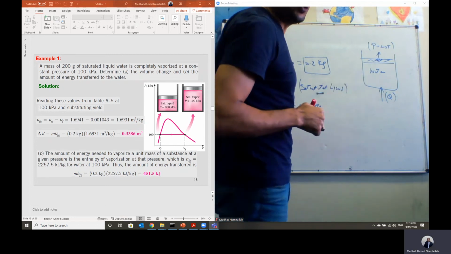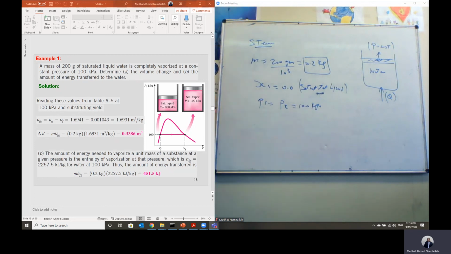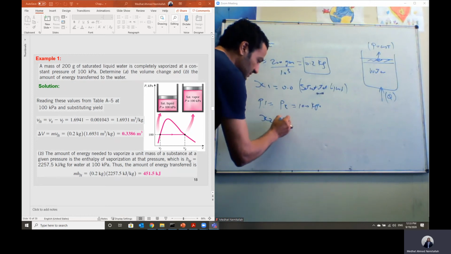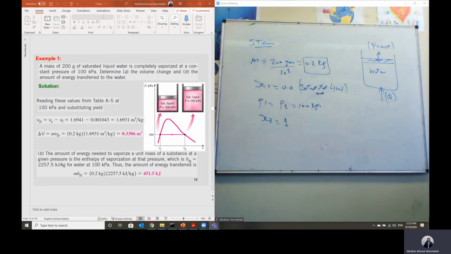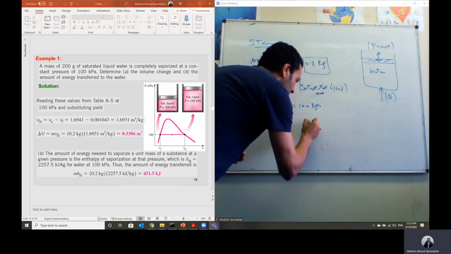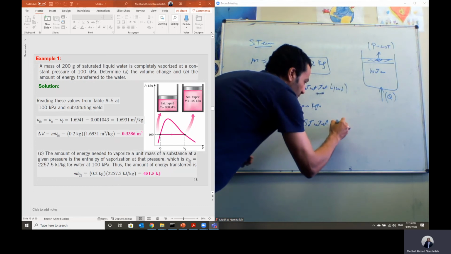And they said this water is completely vaporized. Completely vaporized means it has converted to the saturated vapor state. Saturated vapor state means the quality X2 of the mixture is equal to 1 in this case.